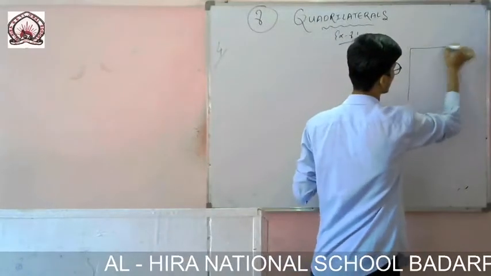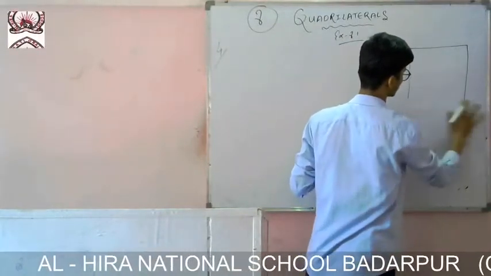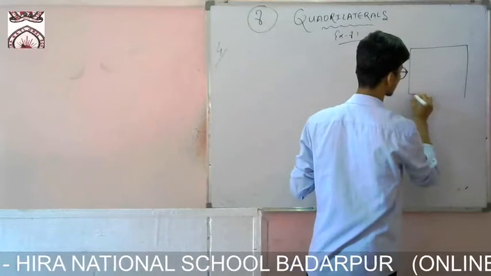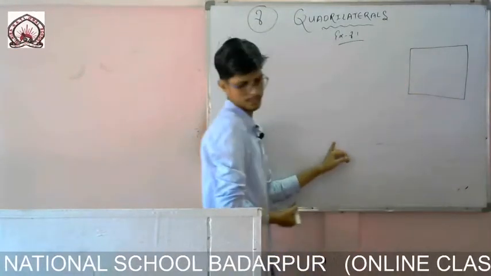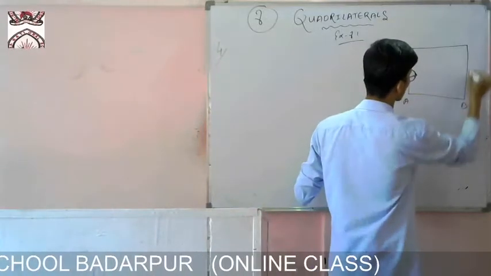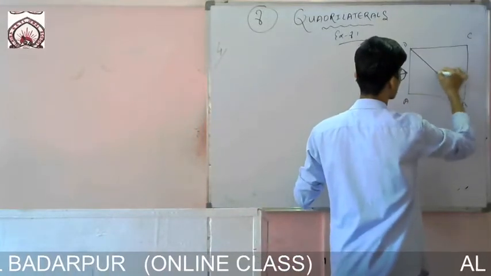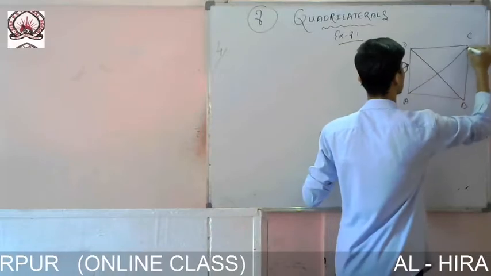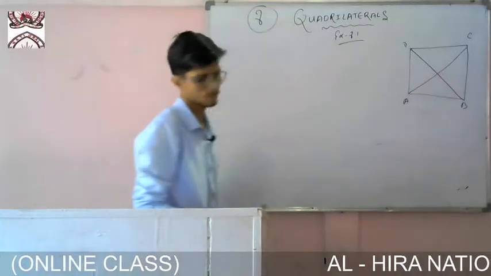So it will be a little lengthy, but you see. So this is a square, and let me give it the name ABCD. Okay, so I have drawn a square.